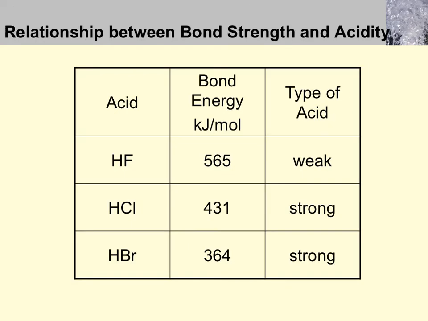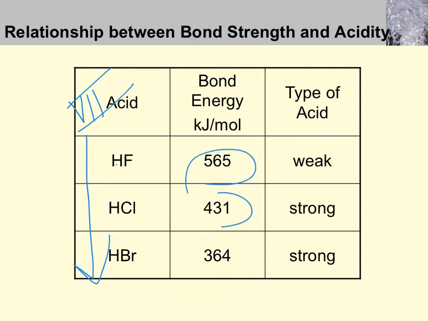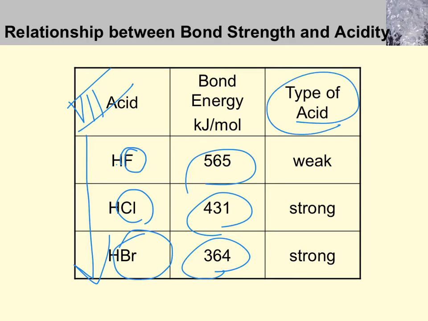And again, just to give you data to support the relationship between bond strength and acidity, here we're going down group 7A, okay, the halogens, and the bond strength is decreasing as we go down any column, okay. Basically, that's because the atom is getting larger and larger, and larger atoms don't bond as tightly. And so look what happens to the acidity. As the bond strength decreases, the acidity increases.